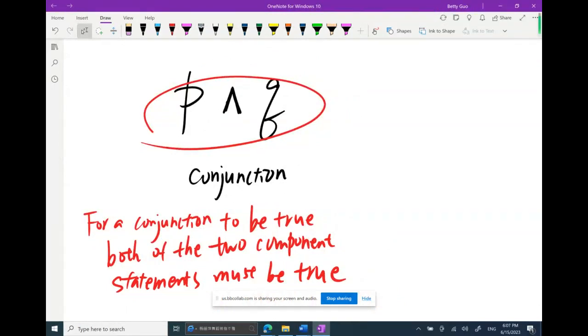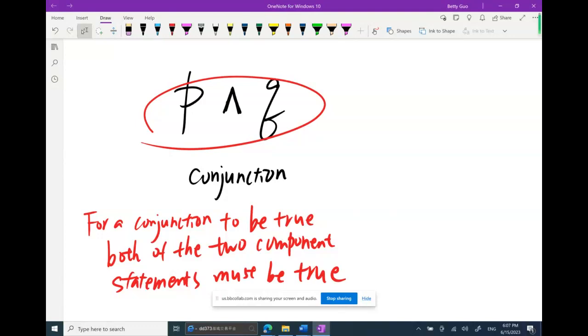Think about this compound statement. For this conjunction to be true, the conjunction means P and Q. Of course, you require both component statements to be true in order for the and to be true. Does that make any sense? In fact, there's only one case in which a conjunction is true. That is when both of the two component statements are true.